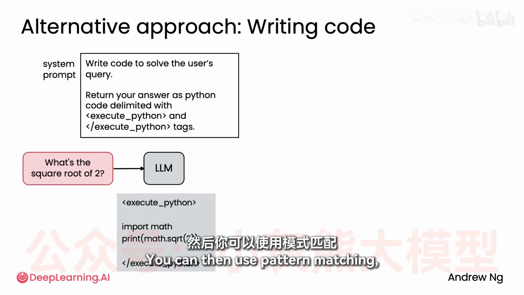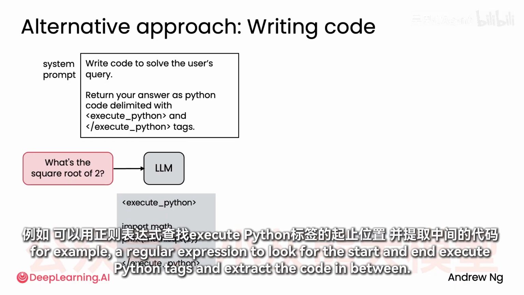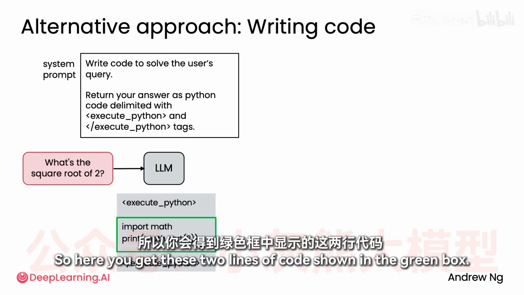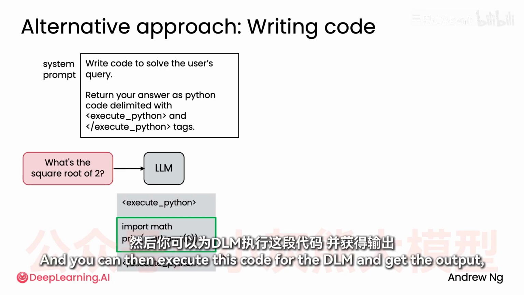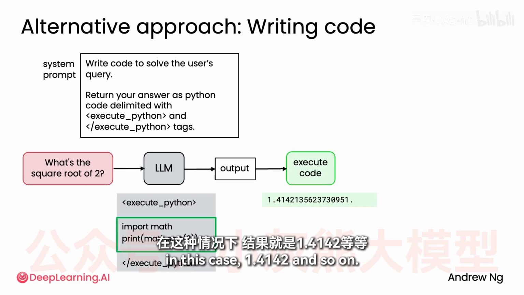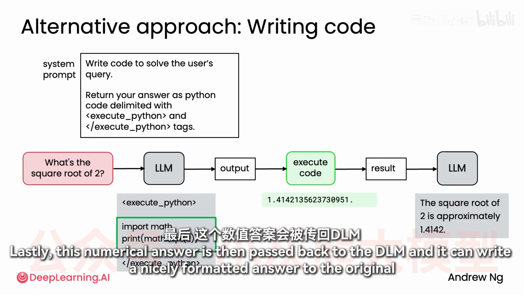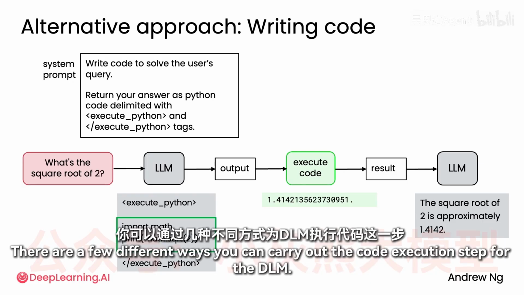You can then use pattern matching, for example a regular expression, to look for the start and end execute Python tags and extract the code in between. So here you get these two lines of code shown in the green box. And you can then execute this code for the LLM and get the output, in this case 1.4142 and so on. Lastly, this numerical answer is then passed back to the LLM and it can write a nicely formatted answer to the original question.